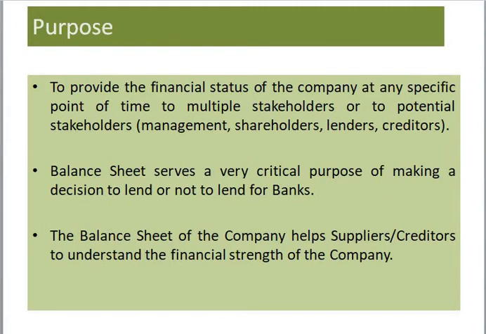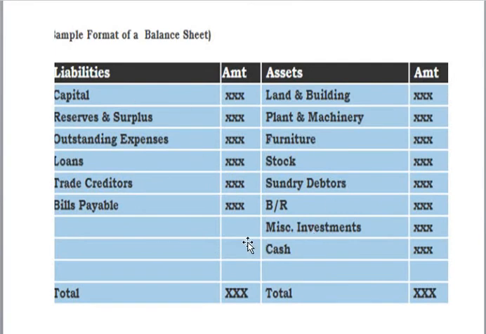Next we are going to check a small format of the balance sheet. This is the simple format. On the liability side we have capital, reserves and surplus, outstanding expenses, loans, creditors, bills payable. These are the usual items shown on the liability side. On the asset side you have land and building, plant and machinery, furniture, stock, debtors, bills receivable, miscellaneous investments, short-term and long-term investments, and cash in hand and cash at bank. These are the usual assets which appear in the balance sheet. So this is the simple format.